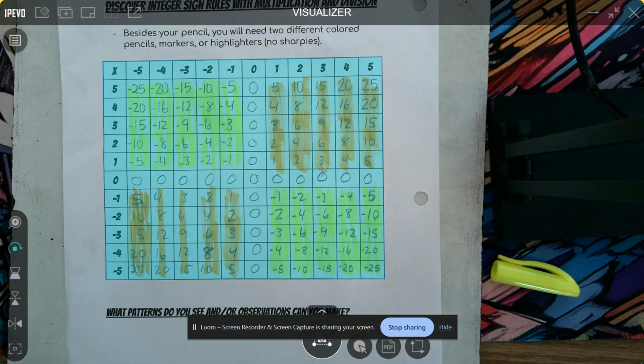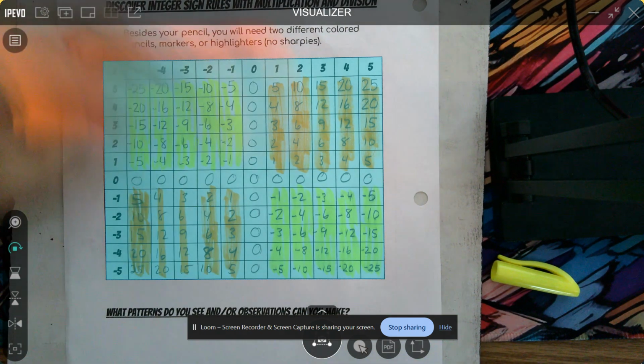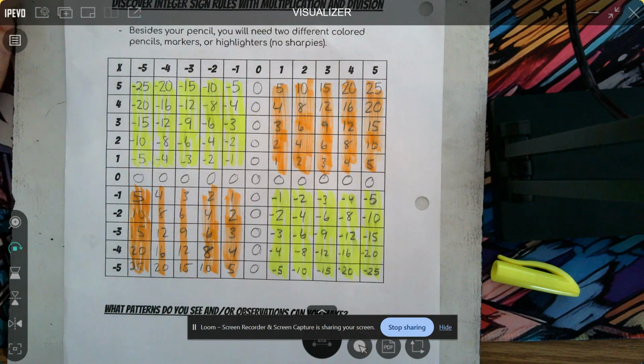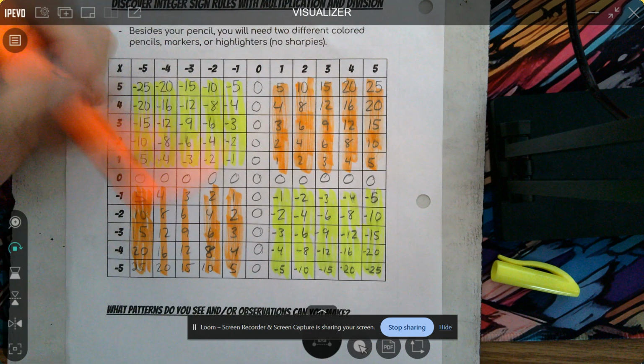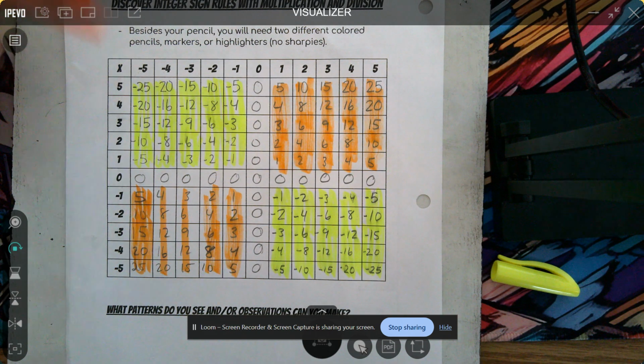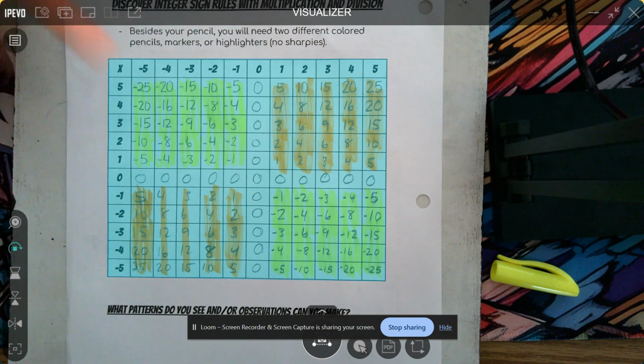Okay, so after you highlight all the negative answers one color and all the positive answers one color, you should have a box or chart that looks like this. So what patterns do you see? What results in positive answers versus negative answers? Go ahead and pause the video and think about what my rules are going to be for multiplying or dividing. Because we know that multiplication and division are opposites of each other, or inverses. So we can go back and forth for multiplication and division. So what are our rules? I'll give you a second to think about it. So I'm going to pause the video and think about what our rules are.